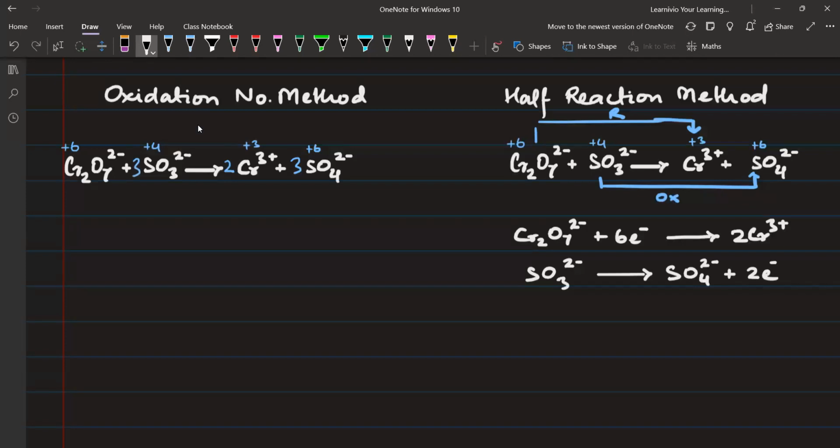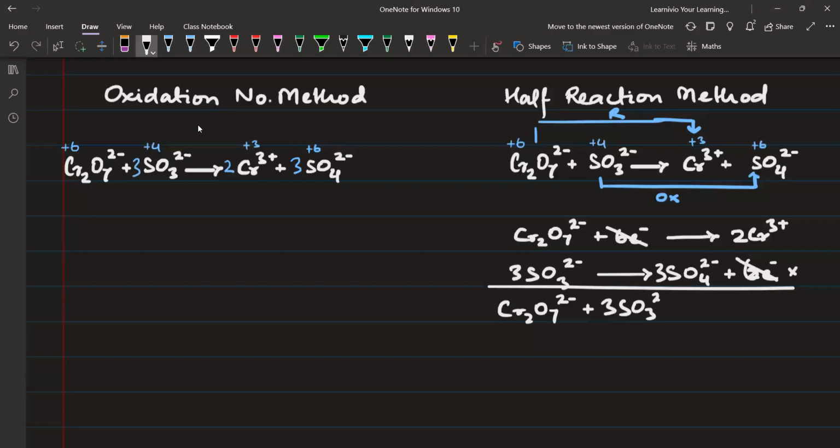Now what you need to do is balance the electrons. As you can see, 6 electrons here, 2 electrons here. How can we balance? You multiply this whole equation by 3. So when you multiply by 3, this will be 3, 3, and 6. Once it is done, you cancel the 6 and 6 electrons, and then you add these. Cr2O7 2 negative plus 3SO3 2 negative gives 2Cr3 positive plus 3SO4 2 negative. Now this is the only difference between the two methods, the oxidation number method and the half reaction method.